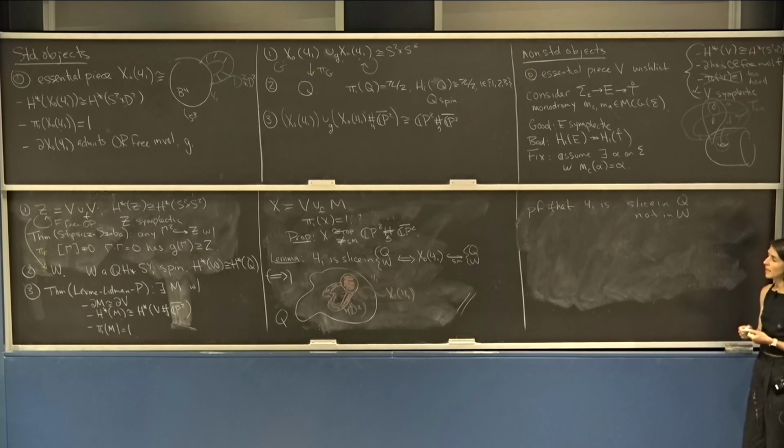Because the H2 is Z mod 2, so whatever framing it is had better square to 0, since it has to go to the 0, the trivial homology class. More questions?